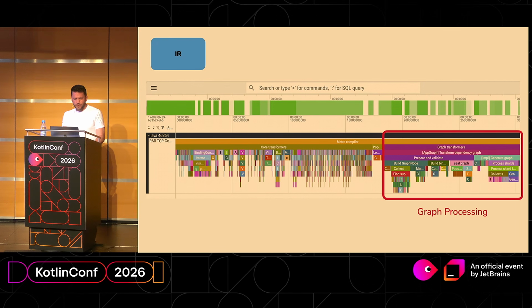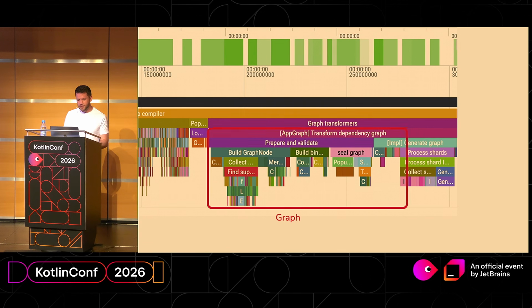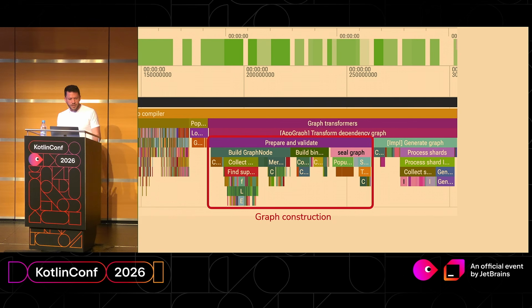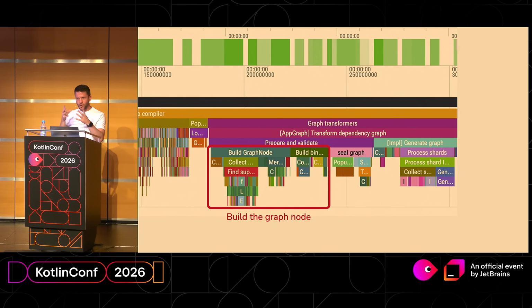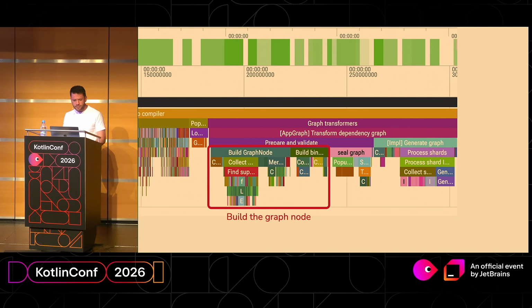And now we get to graph processing. So let's zoom in a little bit here. This in turn has multiple parts as well. The first part is preparation and validation of the graph, and the second part is generating the final IR after we've gotten through validation. So in this first construction phase, it too is two parts. First part is building this in-memory graph node and available bindings, and the second part is the actual validation in this seal call.